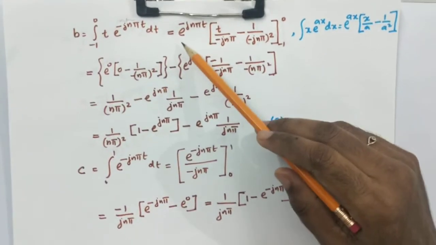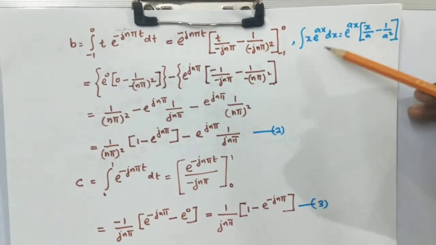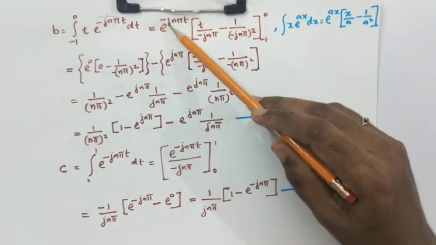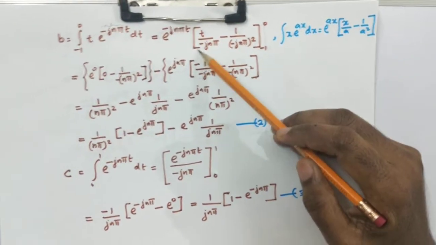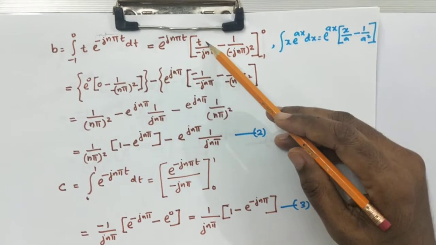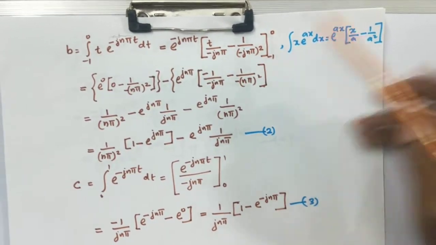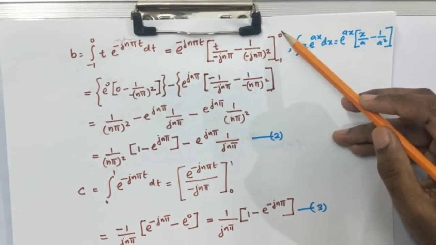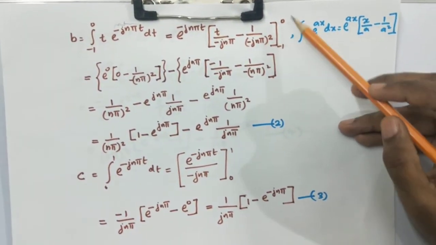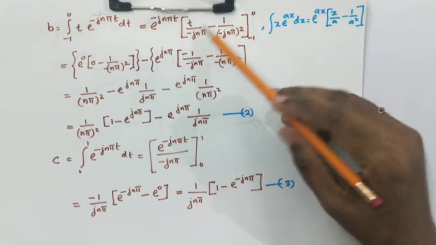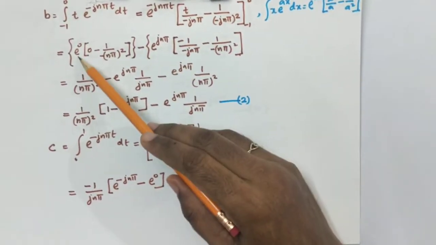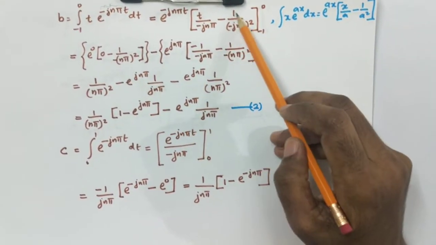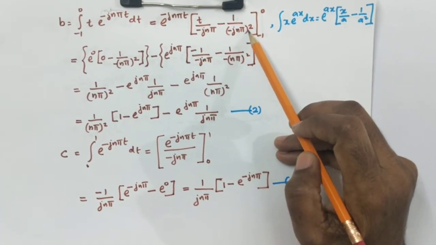So our equation becomes, for x e raised to ax, e raised to ax. So first term is e raised to ax, that is e raised to minus jn pi t into x by a. X by a is t by minus jn pi, minus 1 by a square, that is 1 by minus jn pi the whole square. And the limit is from -1 to 0. So applying the first limit 0, e raised to 0, first term will be 0, minus 1 by minus jn pi the whole square.